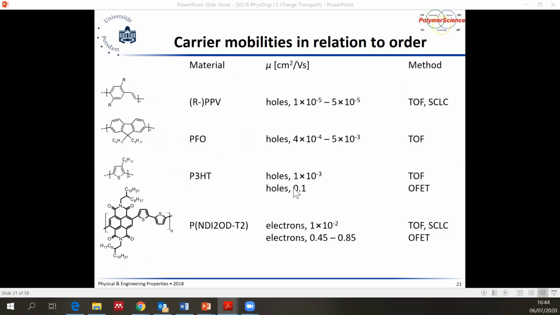So in addition to time of flight, there are other methods, as I said. Another well-established method is SCLC, the space charge limited current technique, or creating transistors, where we do OFET experiments. OFET in particular is not good because you have to make a very thick active layer, and when the active layer is thick, that means that the mobility is not exactly the same as when it's thin.